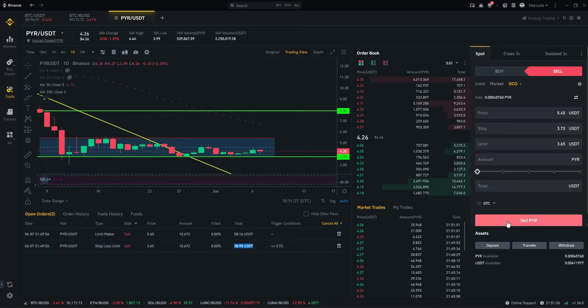Okay, so when one of these orders gets filled, then the other one is going to be cancelled. Okay, let me know if that makes sense before we go to the buy side.